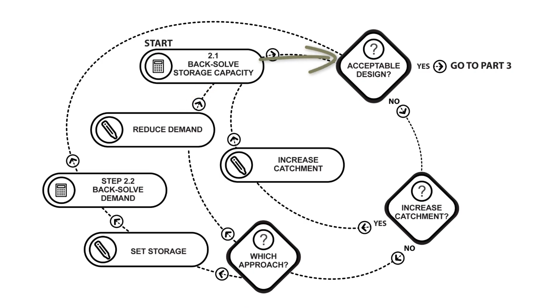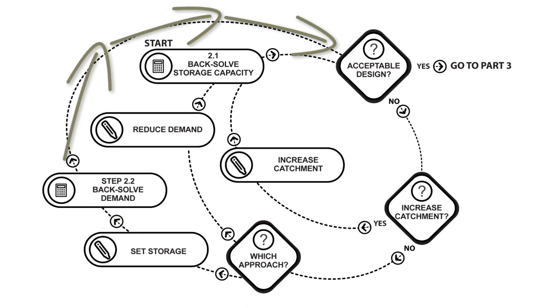Again asking yourself if you have an acceptable design. Alternatively, going back to the decision diamond, which approach, you could say, I have a budget and I can fit this size of storage tank. So you could do some research and find out what sizes of tanks are commercially available, plug that into your model, and then go and figure out, back solve, what demand volumes that storage capacity will allow you to have. Then ask yourself, is my design acceptable?